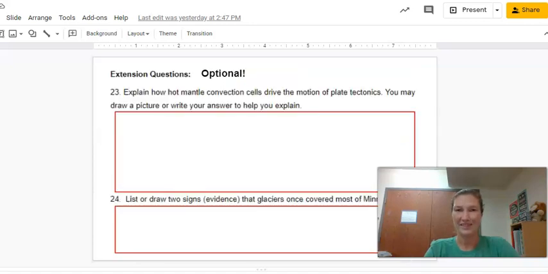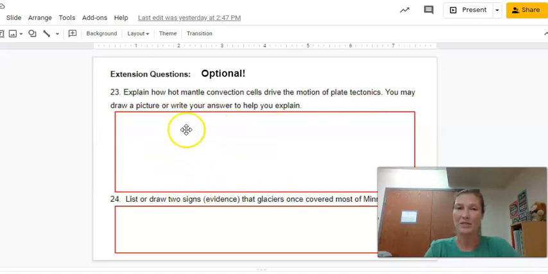Now we're on to our extension questions. Again, these are optional, but encouraged. They don't hurt your grade, they only help, so you can give it a try. Explain how hot mantle convection cells drive the motion of plate tectonics. You may draw a picture or write your answer to help you explain.